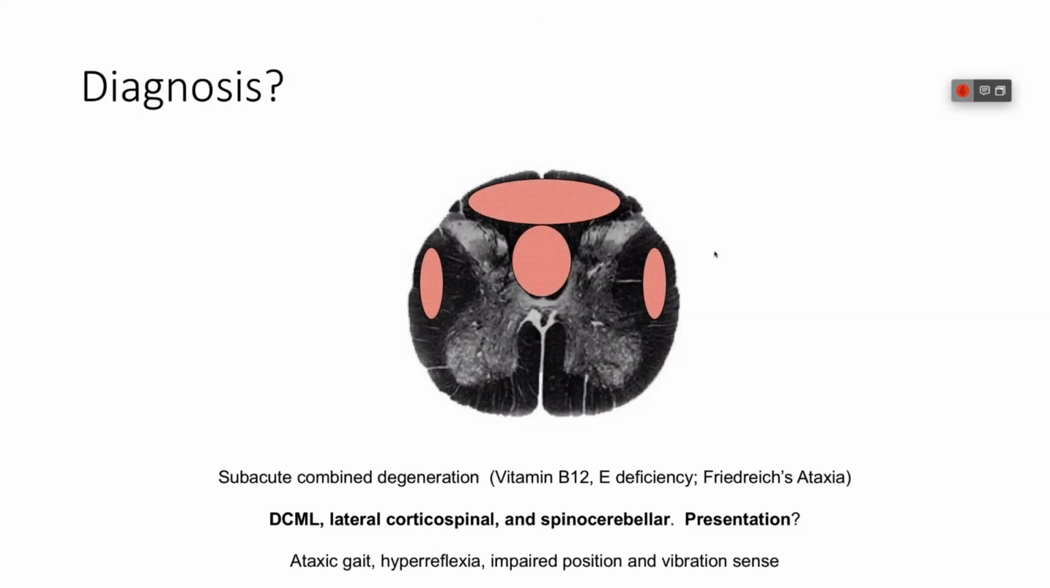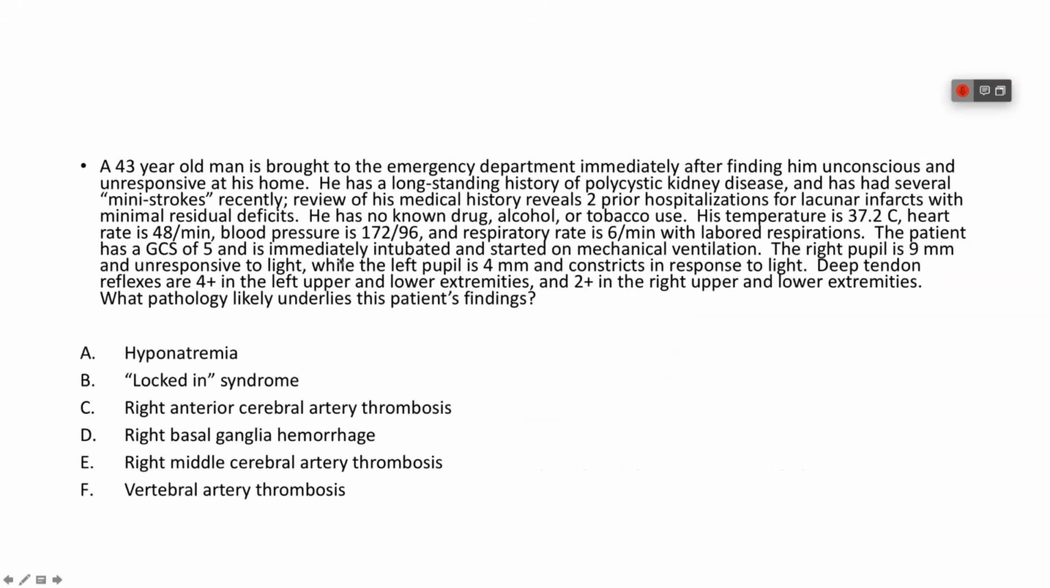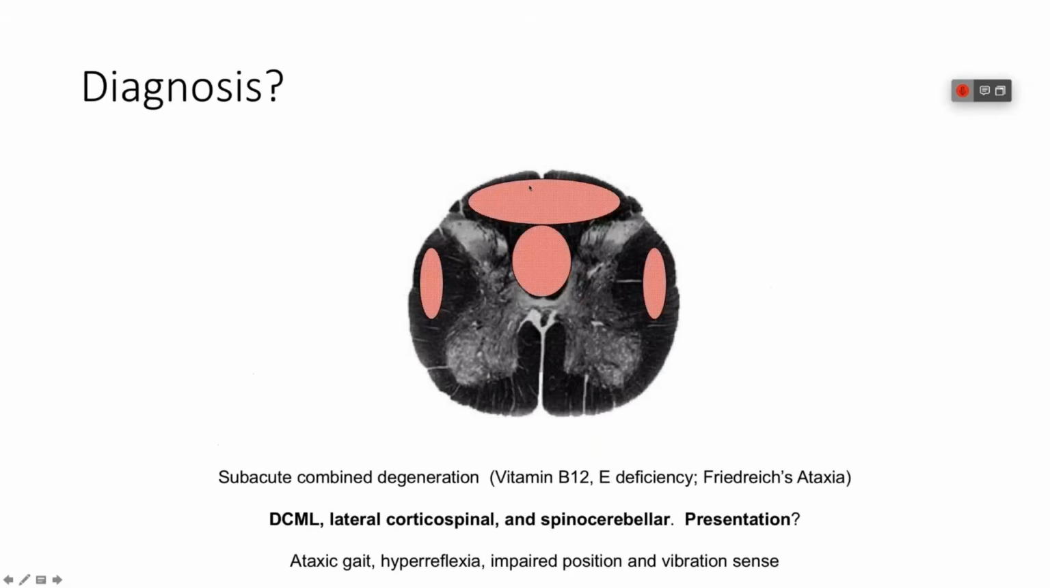So why would you be hyperreflexive? It's because the corticospinal tract is affected. Yeah, exactly. So in other words, the upper motor neuron. Upper motor neuron, yes, exactly. Okay, all right.